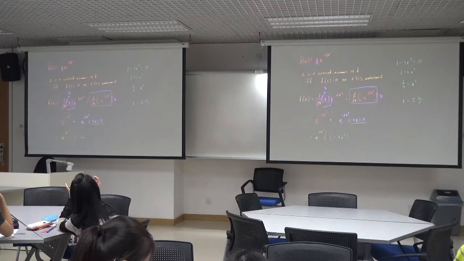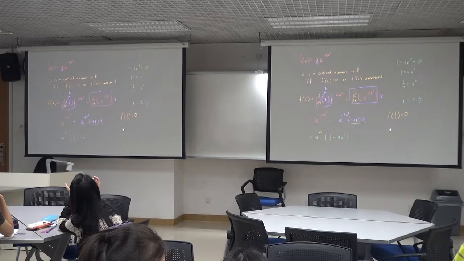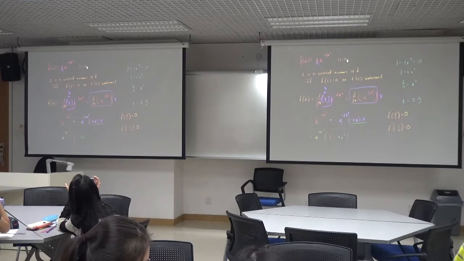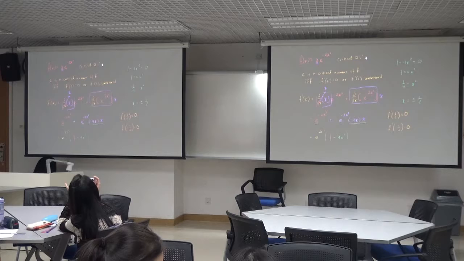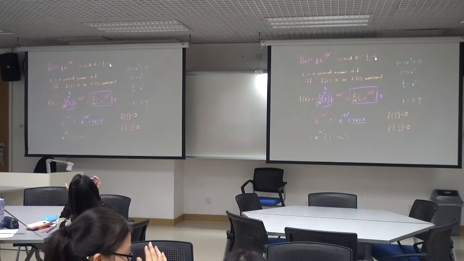So let me write it this way. F prime of 1/2 is equal to 0, and you can verify that right over here. And f prime of negative 1/2 is equal to 0. So if someone asks what the critical numbers are here, they are 1/2 and negative 1/2.